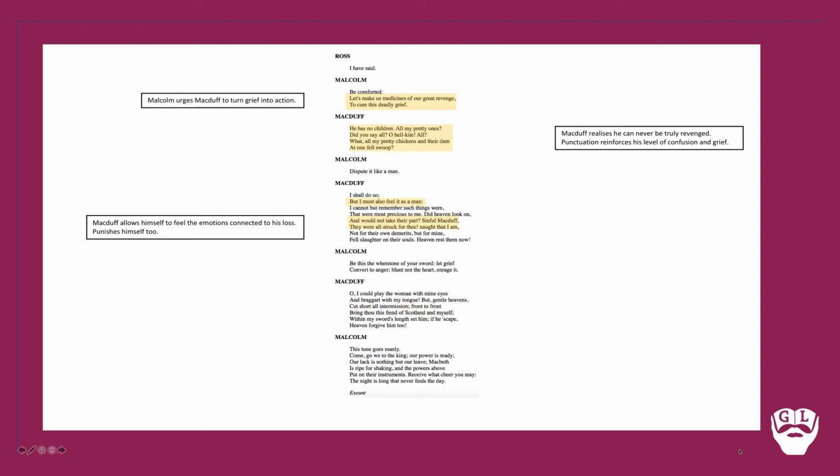Malcolm encourages him, "Be this the whetstone of your sword," let this sharpen your sword, let grief convert to anger. And Macduff promises, "Bring now this fiend of Scotland and myself within my sword's length to set him. If he scape, heaven forgive him too." Macbeth is ripe for shaking, Malcolm confirms, and he vows to personally defeat Macbeth, and the reign of Macbeth will soon end as a result of Malcolm, and more specifically Macduff, and how the grief he feels will turn to anger and revenge.